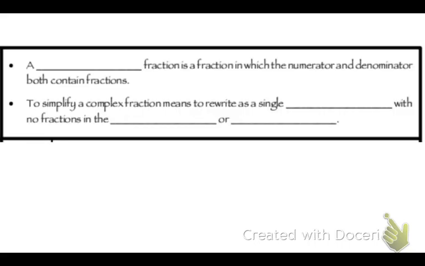Okay, so complex fractions. This is something that kids typically struggle with, so pay extra close attention. A complex fraction is a fraction in which the numerator and denominator both contain fractions. To simplify a complex fraction means to write it as a single fraction with no fractions in the numerator or the denominator.